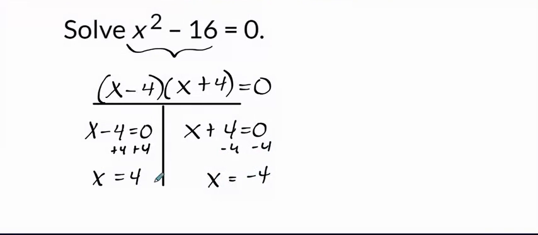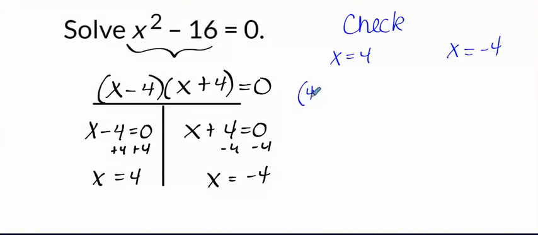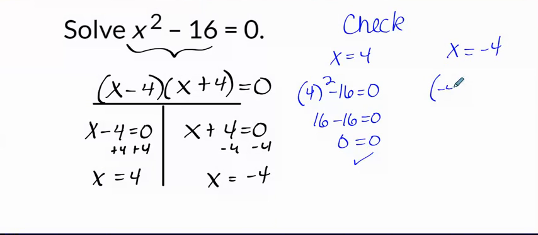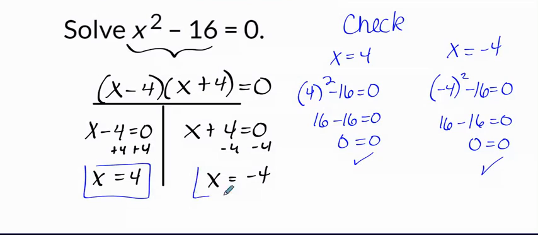And same as the last, we'll go ahead and check in the original equation. We'll do our check for x equals 4, and we'll do our check for x equals negative 4. And you see the first one checks out. And when we check the second one, it checks out as well, because negative 4 squared is also 16, and 16 minus 16 is 0. Both values check out, so we have two answers.